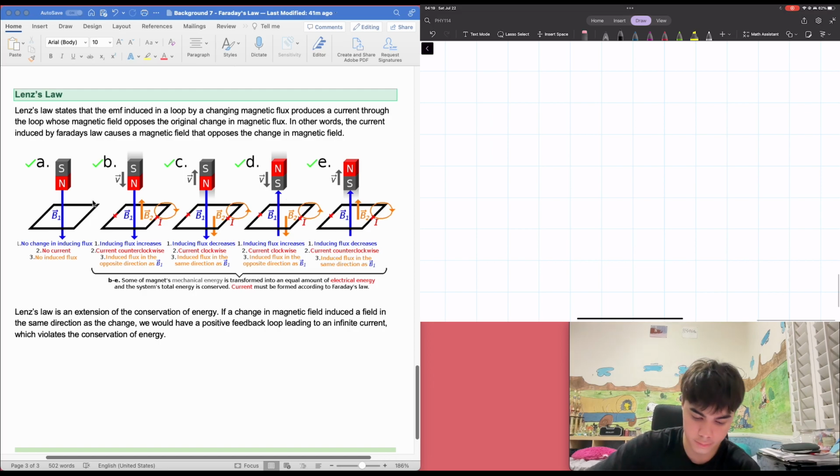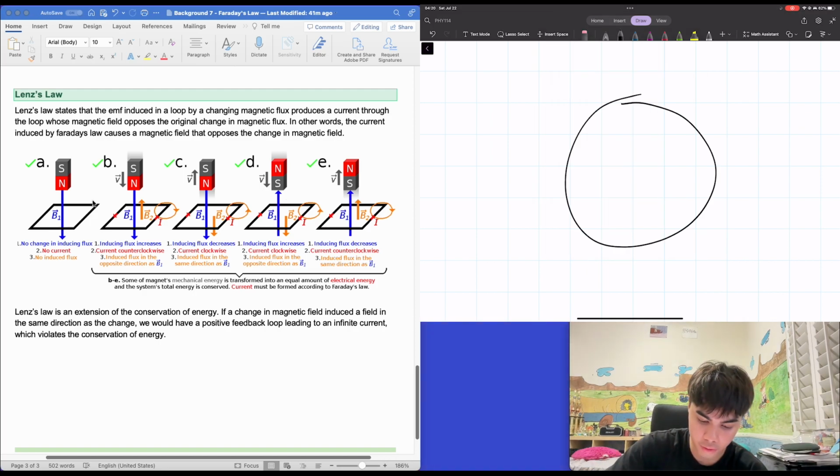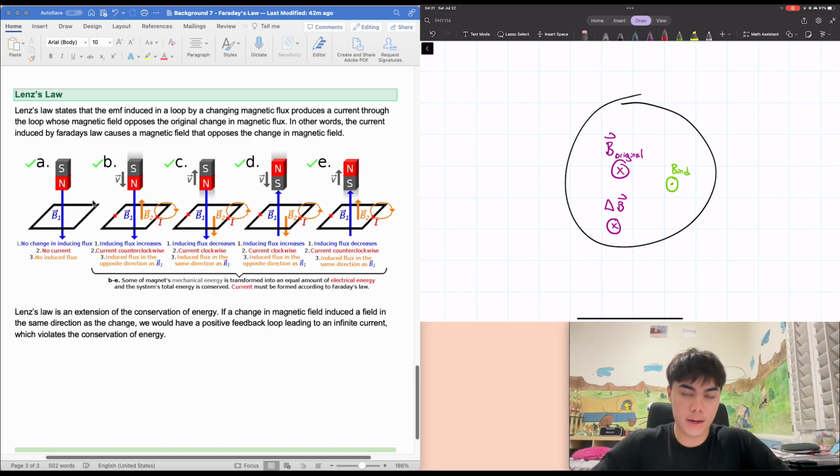Let's do an example. If we have a coil with original magnetic field into the page, then the strength of the magnetic field is increased. This means that the change in magnetic field is also into the page. This means that the induced magnetic field must be opposite of the change in magnetic field. So the induced magnetic field must be out of the page. If the induced magnetic field was out of the page, then the induced current must have been in this direction. If you don't understand how I got that direction of the current, you must look at lab 6.